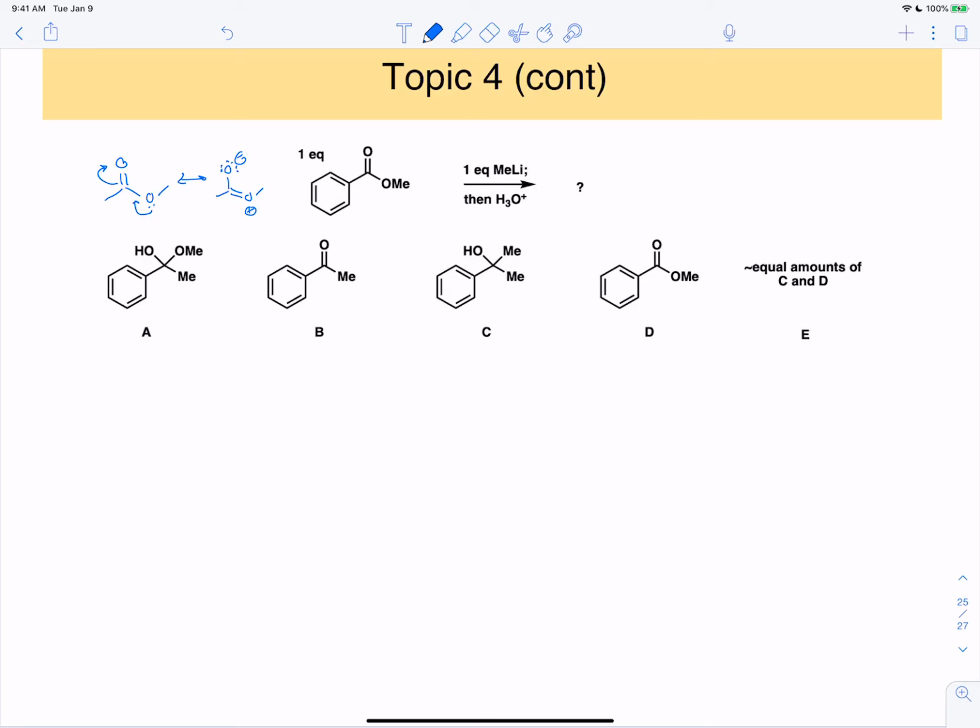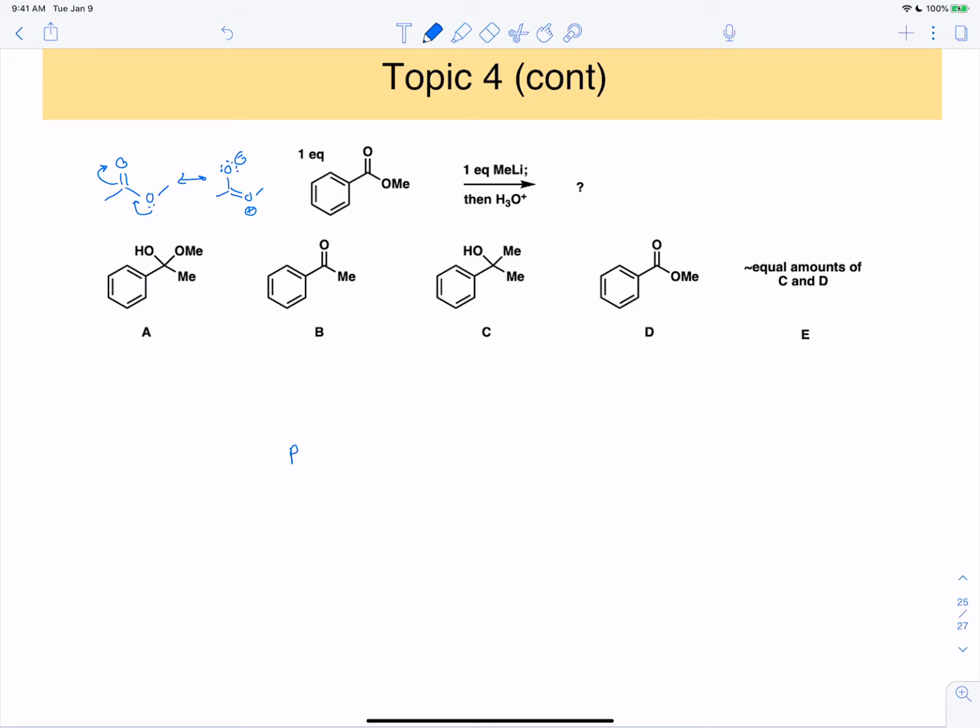The other thing to keep in mind are the relative rates of different steps. So collapse of the tetrahedral intermediate is usually quite fast, faster than an intermolecular addition reaction. So when we have methyllithium and this methyl benzoate in a 1-to-1 equivalence ratio, this doesn't mean one molecule and one molecule. This means that you have a pile of benzoates and a pile of methyllithiums, and there's a whole lot of each, but they are in the same molar ratio.